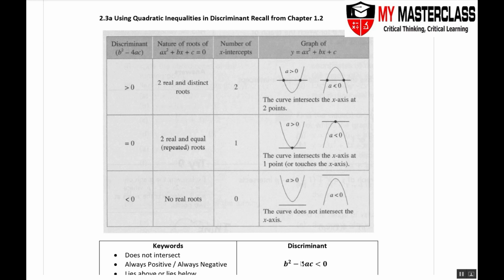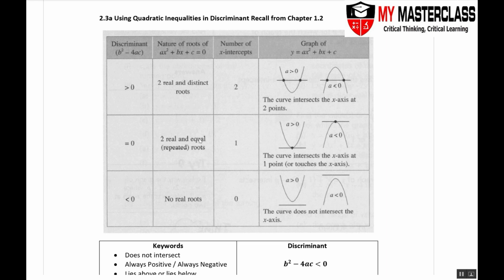Okay, so now we move to the portion of how we apply what we just learned for quadratic inequalities into what you have learned previously in your discriminant portion. Just a quick recap. When you have two real and distinct roots, that means your curve intersects the x-axis at 2 points, and your b squared minus 4ac is more than 0.